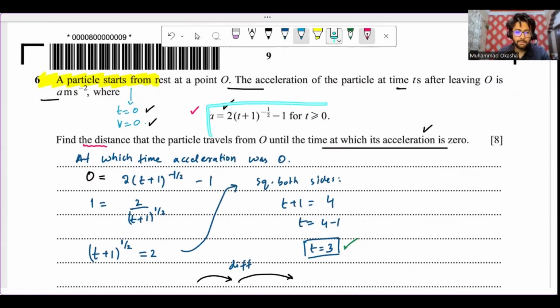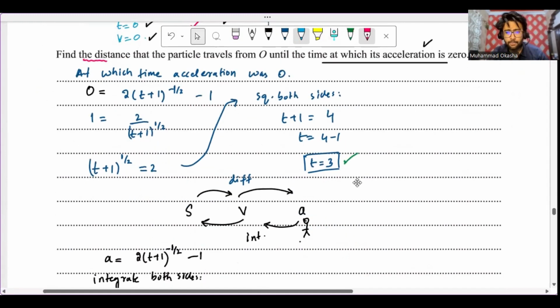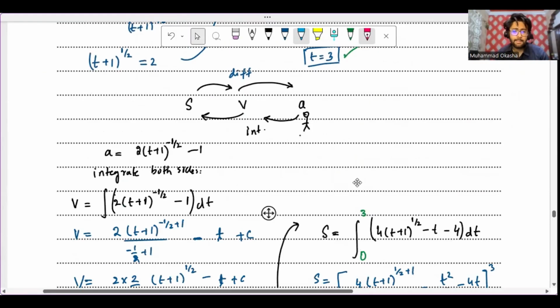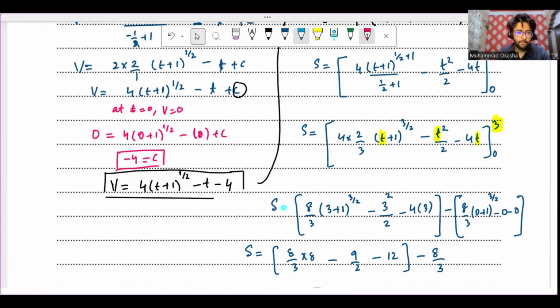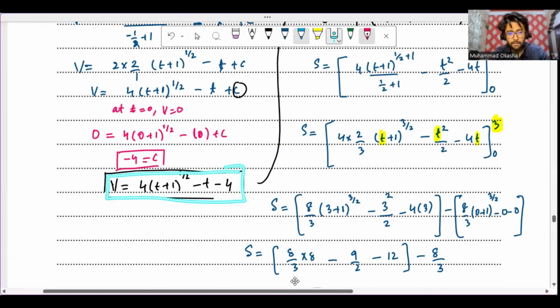We were given the expression for acceleration. First things first, we found the value of time at which the acceleration was 0, and that point was t equals 3. Next, I integrated acceleration to get the velocity. Then I used the initial value to work out the value of the constant, which was 4, and that completed my expression for velocity.